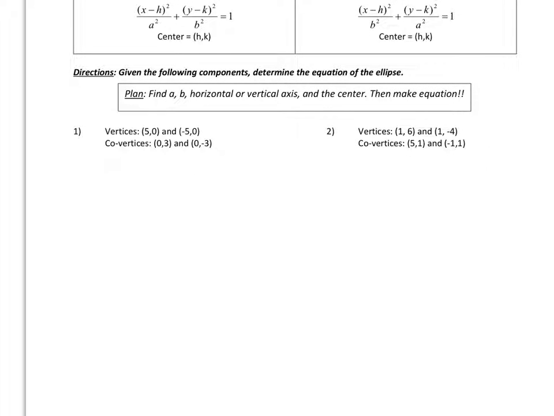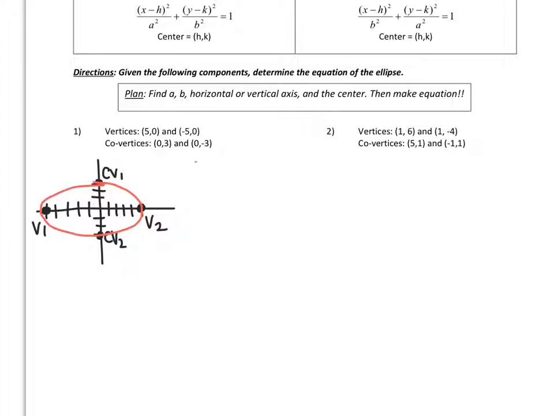So given this information, I want to make an equation of an ellipse. We're going to first draw a sketch. I think it's much easier to see. So here's one vertice. They're at 5, 0, and negative 5, 0. So I'll call this vertice 1 and vertice 2. And the co-vertices are at 0, 3. We'll call this co-vertice 1 and co-vertice 2. Okay, so this is definitely a horizontal major axis.